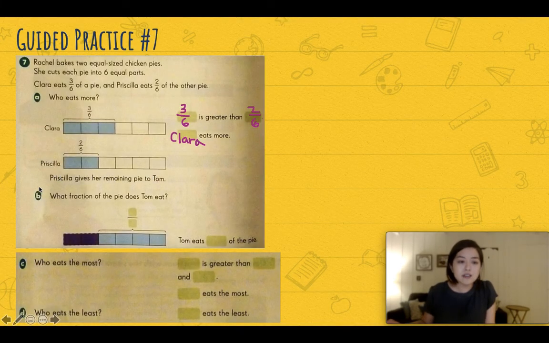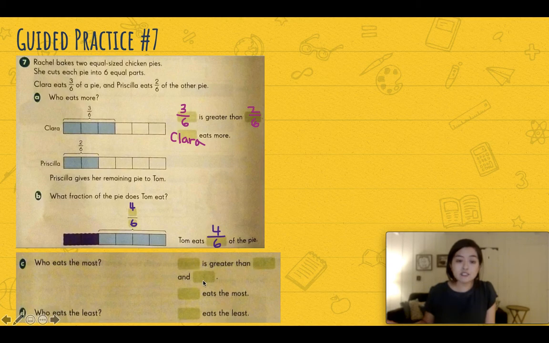So let's look at Priscilla. It says Priscilla gives her remaining pie to Tom. So Priscilla only ate 2/6 here. She only ate this part here. What fraction did Tom eat? Well, again, there are 6 total parts, so 6 goes in the denominator, and Tom ate 1, 2, 3, 4 parts. So the fraction is 4/6. Tom eats 4/6 of the pie.